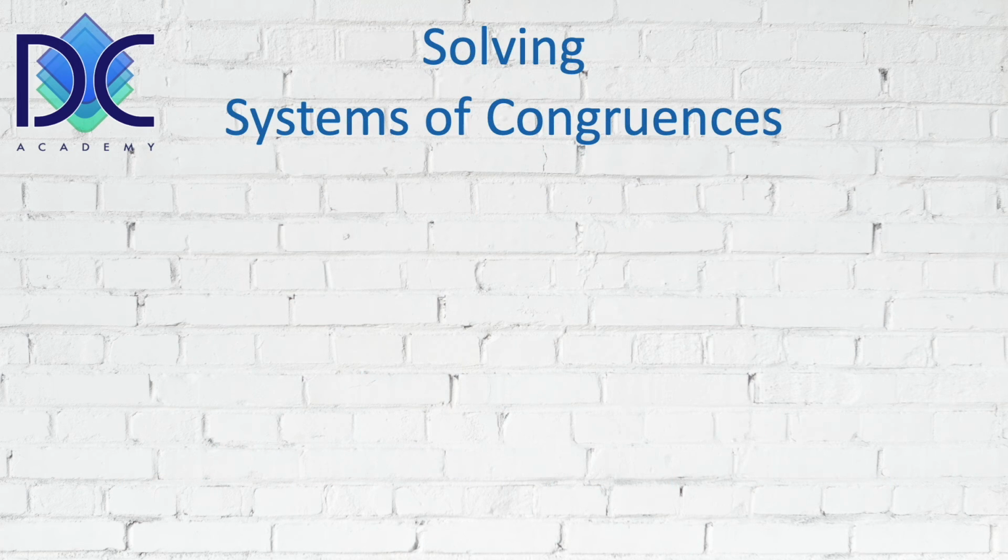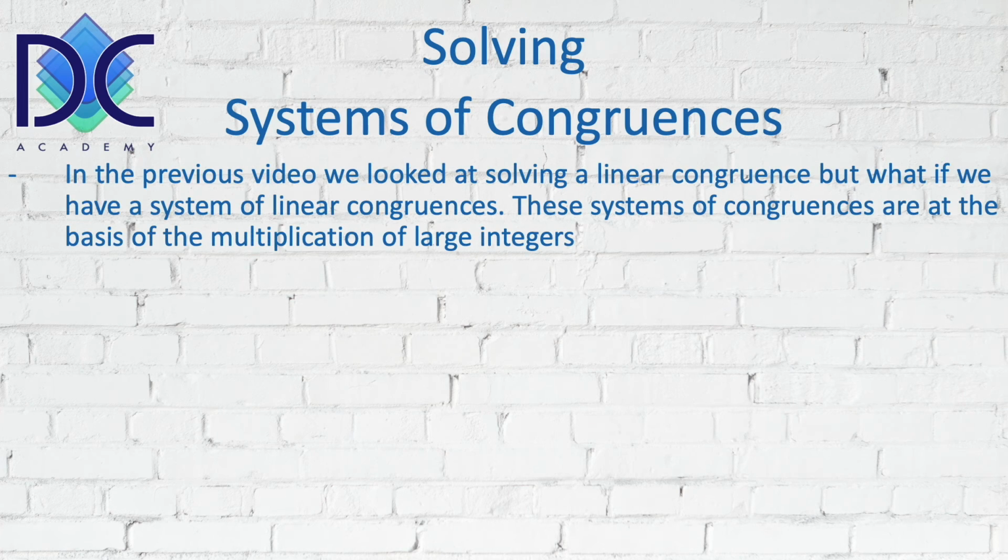The Chinese remainder theorem will be very useful in computer science and in number theory. The first thing that we have to say is that we are looking here at solving a system of linear congruences. Now, we looked at solving a linear congruence in the previous video, but now we have more congruences that we have to comply with. And in fact, the method that we are going to develop is at the basis of multiplication or addition of large integers. So basically, the solving of the system of congruences will provide the methodology for how to do mathematics with large integers.